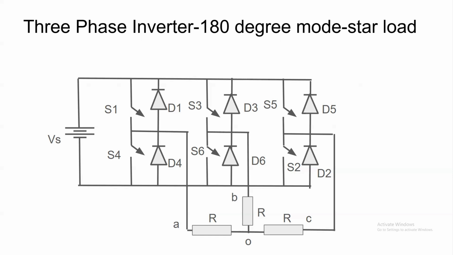In 180-degree conduction mode, at any time, three switches will be in on condition. The combination of the switches in on condition will be such that any two devices from the top group and one from the bottom can conduct, or any two from the bottom group along with one from the top group can conduct. And in 180-degree conduction mode, there will be conduction of three switches at any point of time. There are 6 modes of operation.